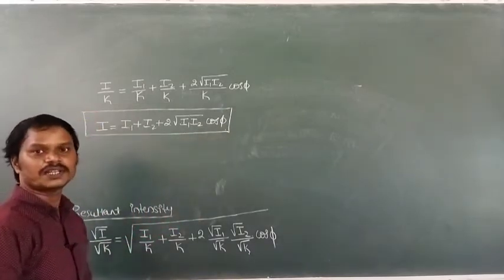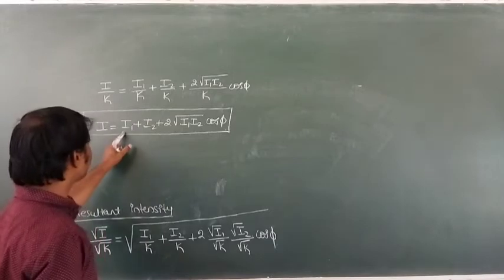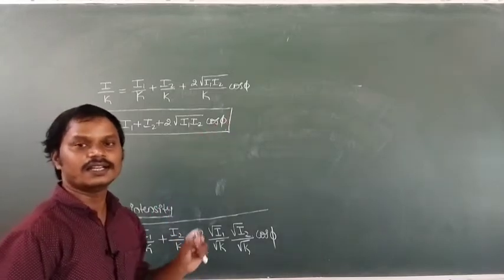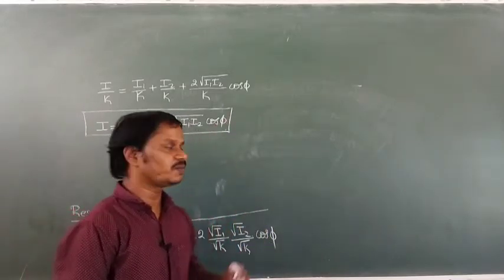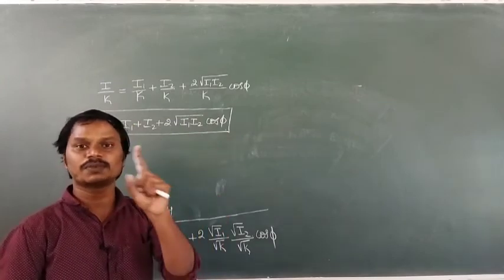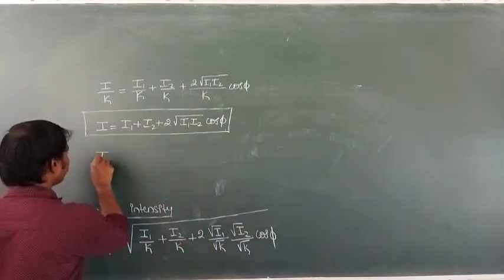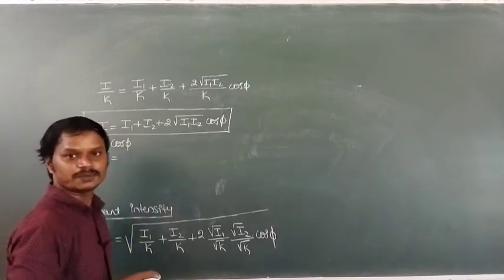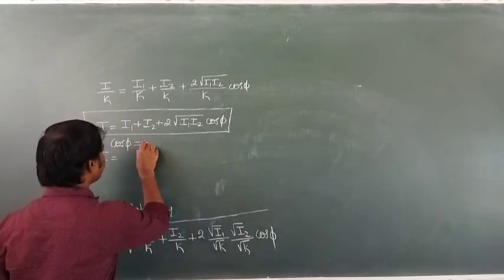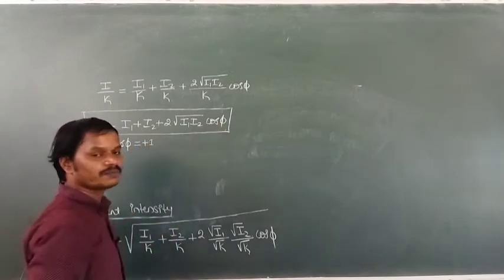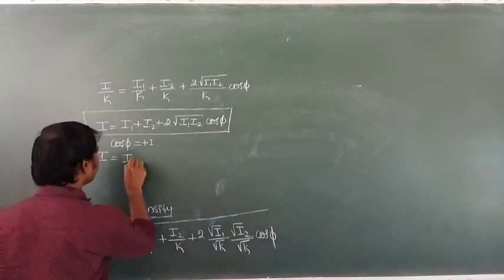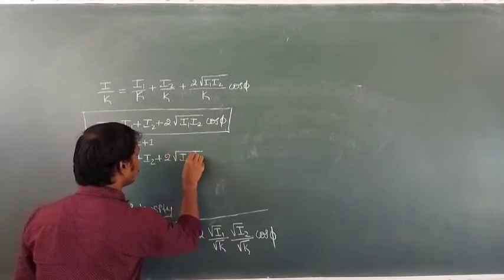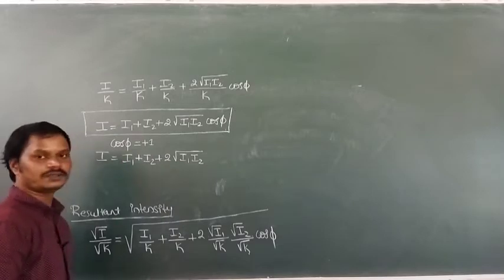Okay, what is the formula used to find the resultant intensity? That is I is equal to I1 plus I2 plus 2 root I1 into I2 cos pi. And one thing remember, in case of constructive interference, cos pi is plus 1. Now we are discussing constructive interference. Then we can replace cos pi by plus 1. Then I is equal to I1 plus I2 plus 2 root I1 into I2.